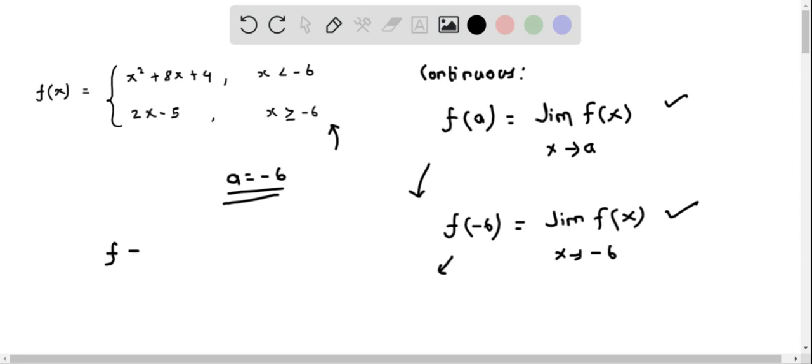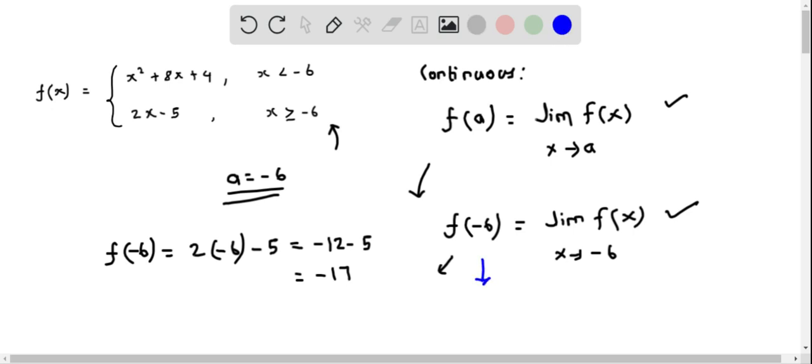So f of negative 6 equals 2x minus 5 is the expression. I replace x by negative 6, so this becomes 2 times negative 6 minus 5, and this equals 2 times negative 6 is minus 12 minus 5, and this gives negative 17. So f of negative 6 is negative 17. I can put negative 17 here, and this must be equal to the limit of the function. To determine the limit, we are going to use the left side limit as well as the right side limit. Let me clear this up.